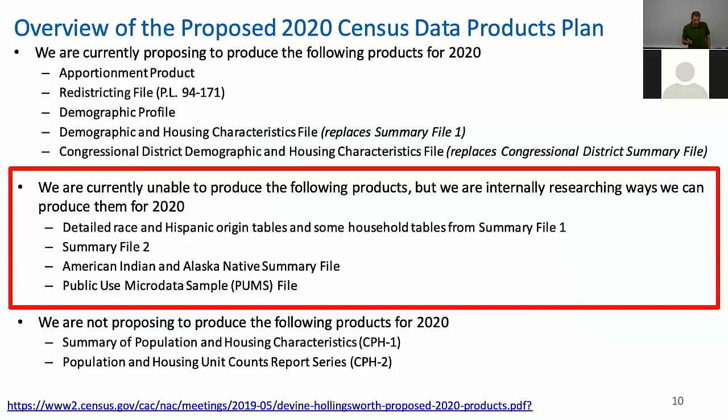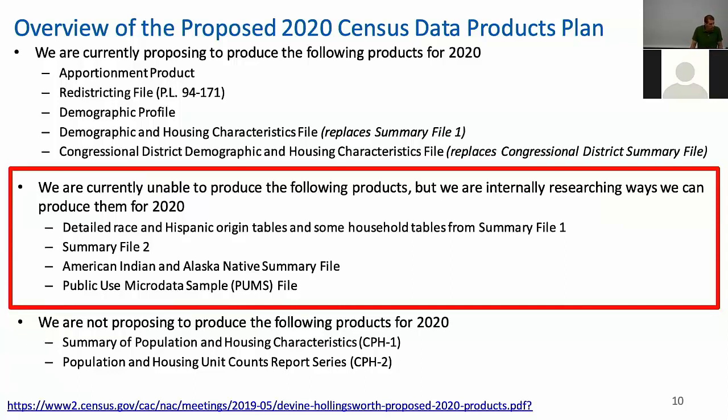So what does this mean for Decennial Census data users? At the May NAC meeting, the National Advisory Council meeting for Census, Jason Devine gave a presentation about what products they're planning to produce for the 2020 census. The box I've highlighted in red here are the products that they currently cannot produce, because the differential privacy code that they've written does not work for the detailed race and Hispanic origin tables, or they haven't found a suitable solution yet: the detailed race and Hispanic origin tables, Summary File 2, the American Indian and Alaska Native summary file, and the public use microdata sample.